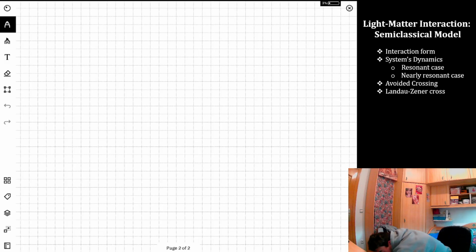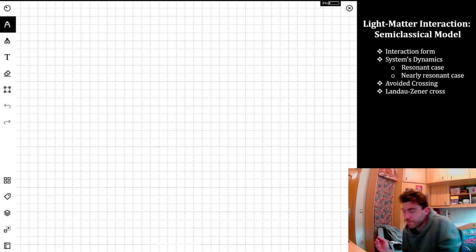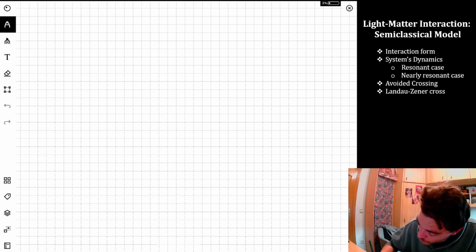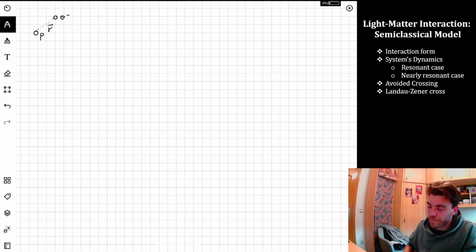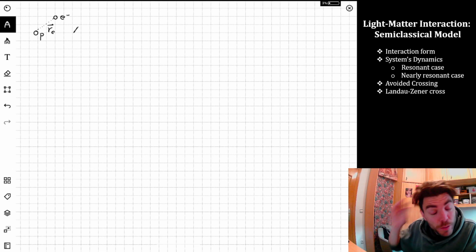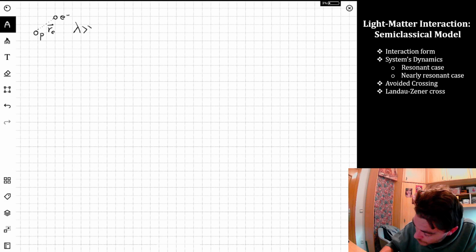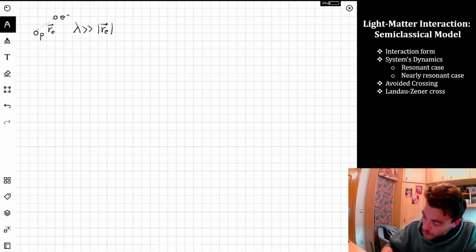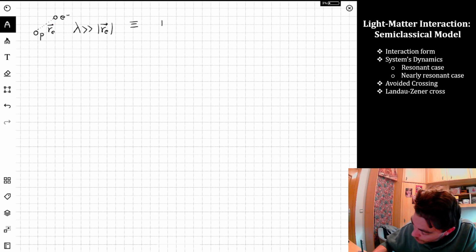And it's easy to understand that if one considers the following. So consider a proton and an electron that are at a certain distance between them, r(e), further away. Since we did a dipolar approximation, this lambda, the wavelength of the light, is way bigger than this distance. So this means that in practice we can use this system equivalently as a dipole.